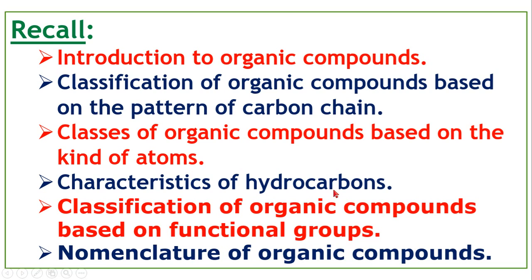Characteristics of hydrocarbons. What are hydrocarbons? Organic compounds that are composed of carbon and hydrogen are called hydrocarbons. Classification of organic compounds based on the functional group. The functional groups are alcohol, aldehyde, carboxylic acid and ketone. Then the last one, nomenclature of organic compounds by using the IUPAC rules.